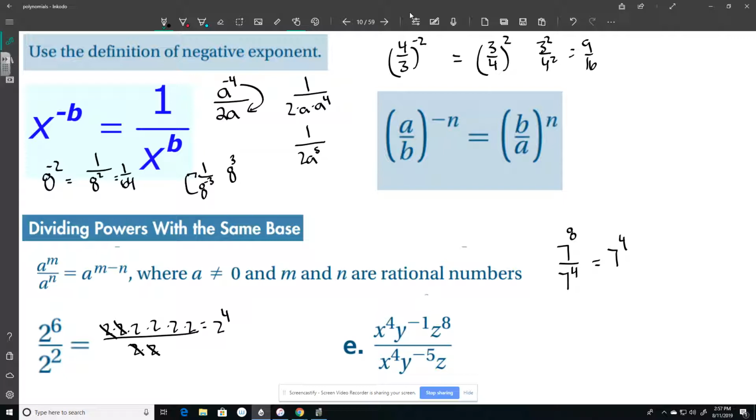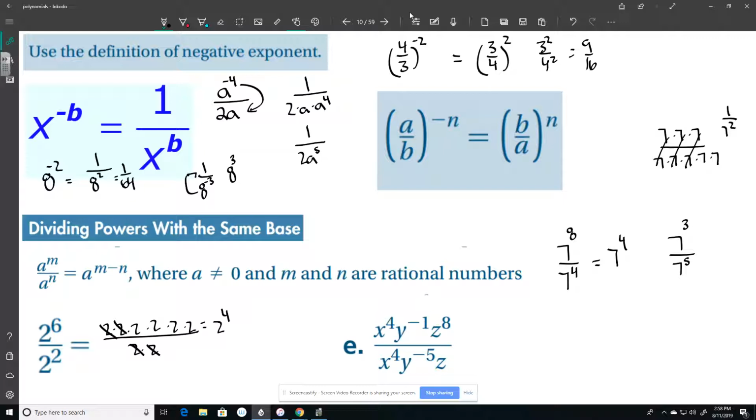What if the bottom number is bigger? What if it was this way? What if it was 7 to the 3rd power over 7 to the 5th power? In this case, I only have 3 7s on top: 1, 2, 3, and I have 5 on the bottom: 1, 2, 3, 4, 5. So when I cancel out, I'm actually left over with 7s on the bottom. So it becomes 1 over, and there's 2 7s left. I can use the same shortcut though.